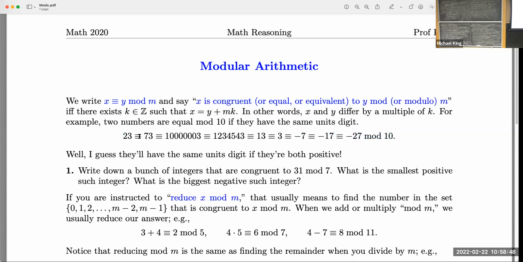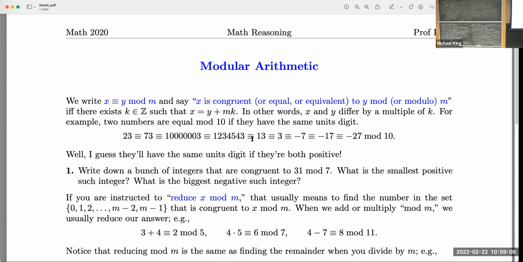But do you sort of believe what all this is saying? Basically, if I pick any two of these, I could fit this equation with m equals 10, right? Like 23 is 73 plus 10 times negative 5. You know, just 73 minus 50, right?